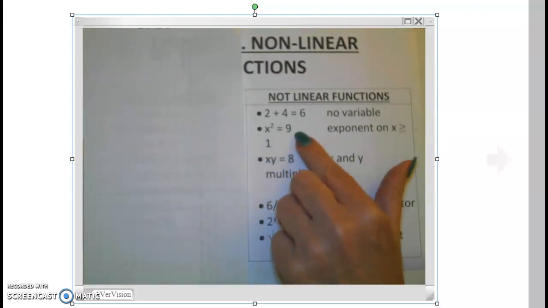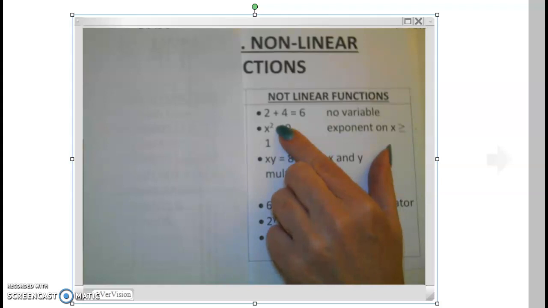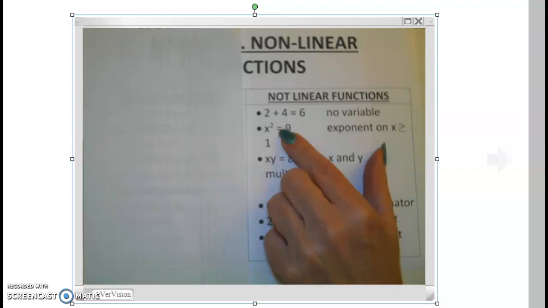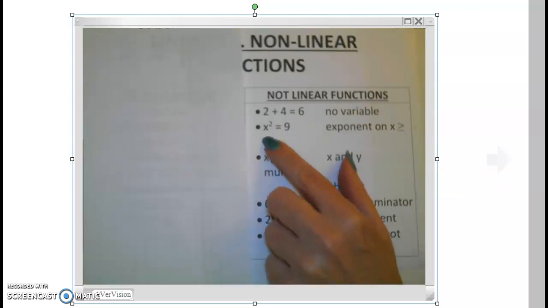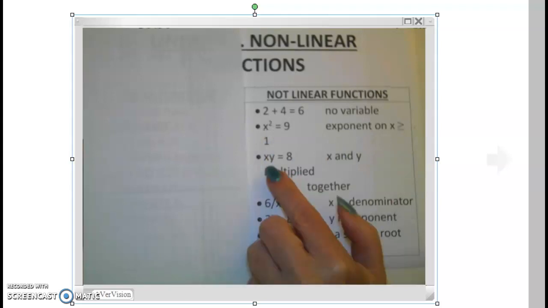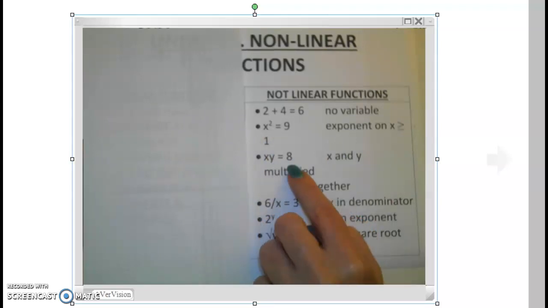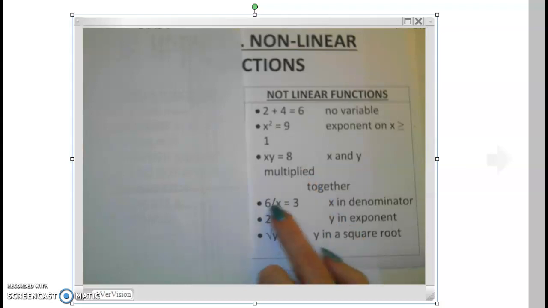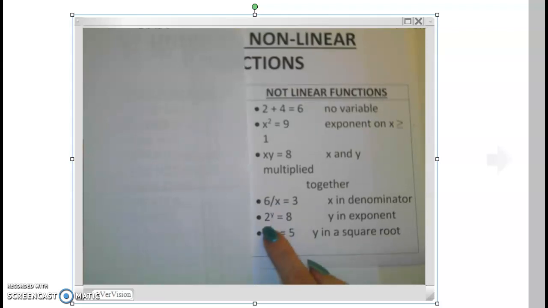x squared plus 9. Oh, look. See that square? See that raised to the? It is not a 1, so therefore this is not linear. We happen to know that x squared is a parabola. Hopefully remember that. x times y equals 8. We're not allowed to multiply, so therefore this is nonlinear. 6 over x, the x is in the denominator. Again, we said that is not linear.